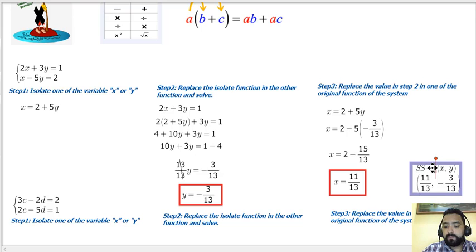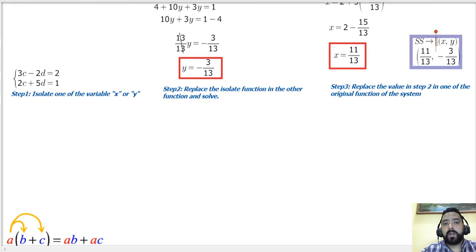So we're going to write here. Remember, the steps: first you have to isolate, second you have to replace, and third you have to replace or substitute the value.